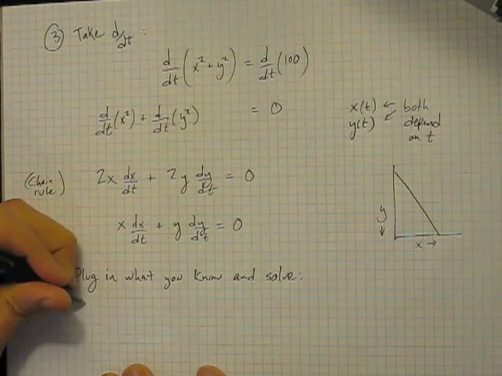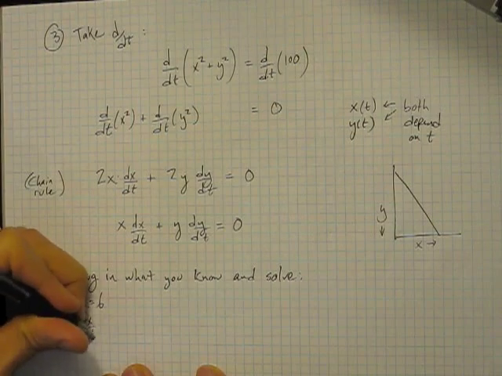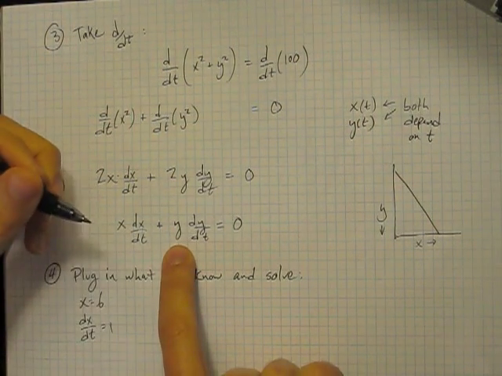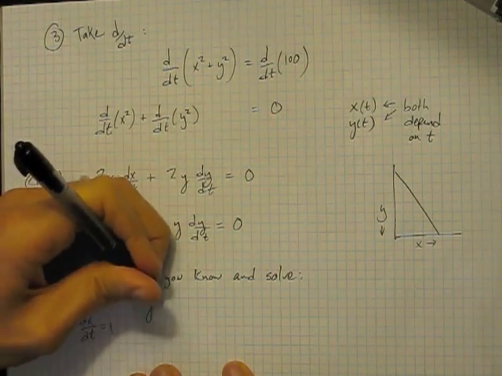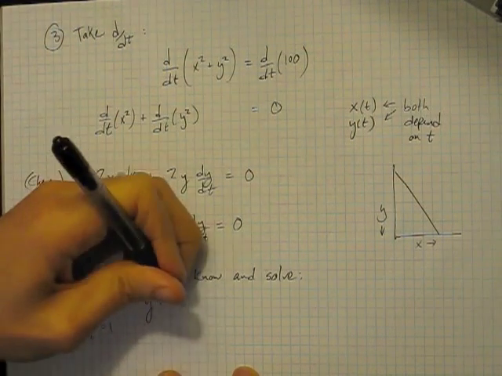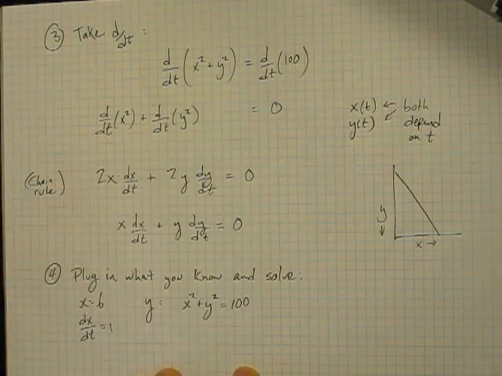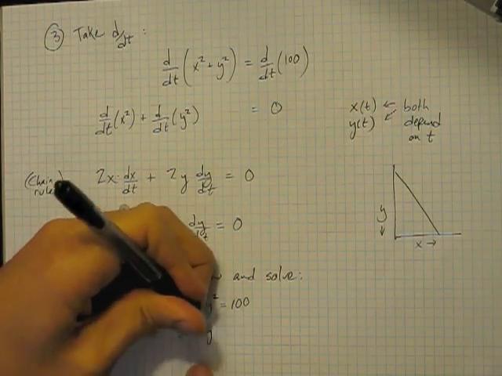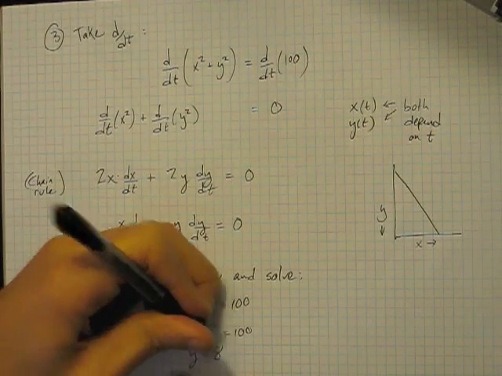Okay, so what do we know? We know x is equal to 6. We know that dx/dt is equal to 1. Y is a little bit trickier, but not too tricky. Remember, y we can get from taking the equation x squared plus y squared equals 100. So if x is equal to 6, we get 36 plus y squared is equal to 100, which means that y is equal to 8.